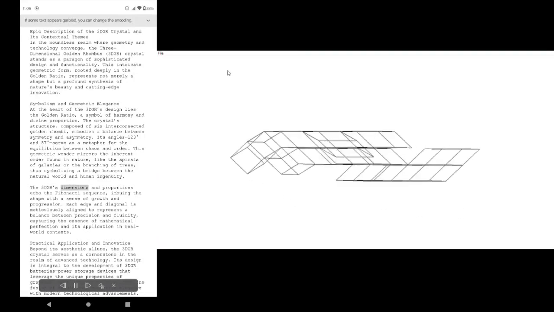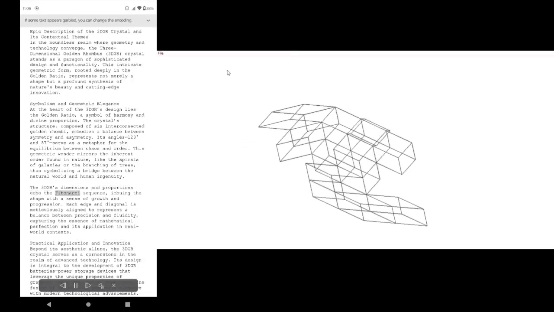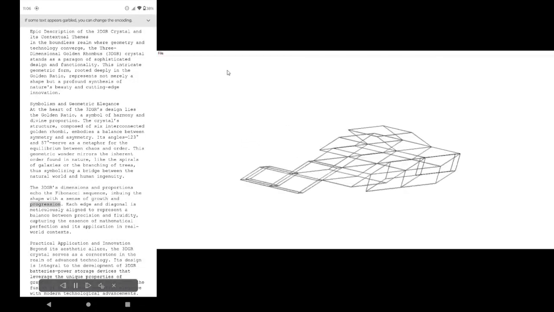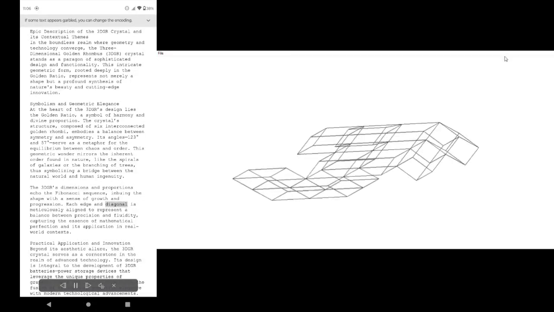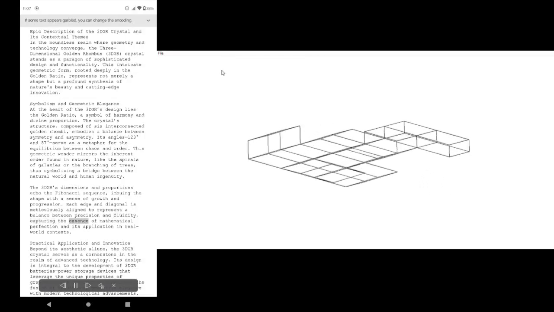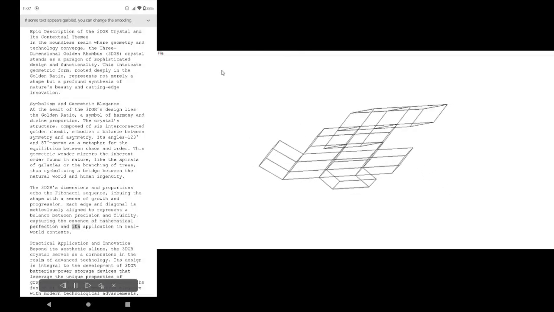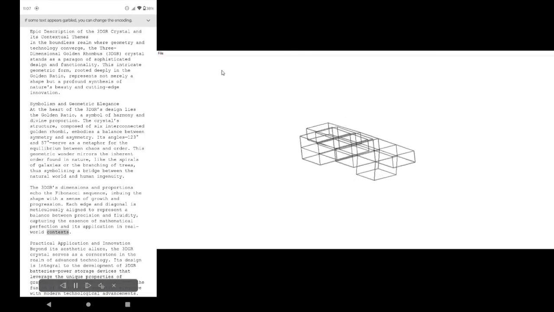The 3D jar's dimensions and proportions echo the Fibonacci sequence, imbuing the shape with a sense of growth and progression. Each edge and diagonal is meticulously aligned to represent a balance between precision and fluidity, capturing the essence of mathematical perfection and its application in real-world contexts.